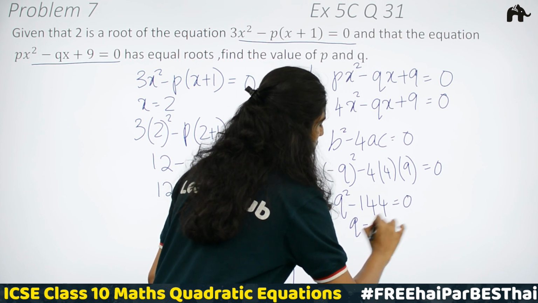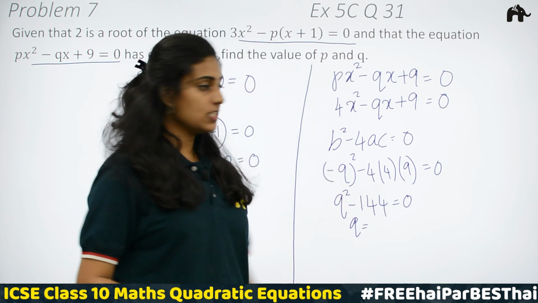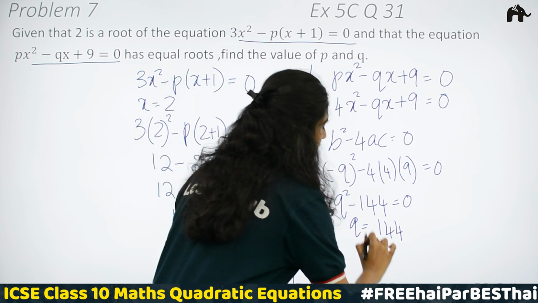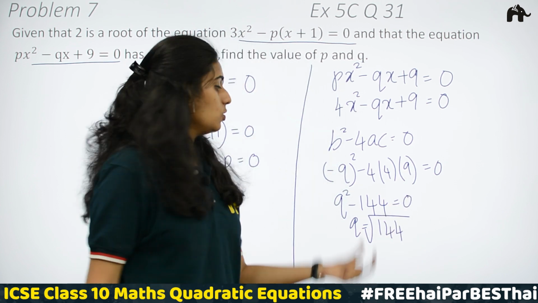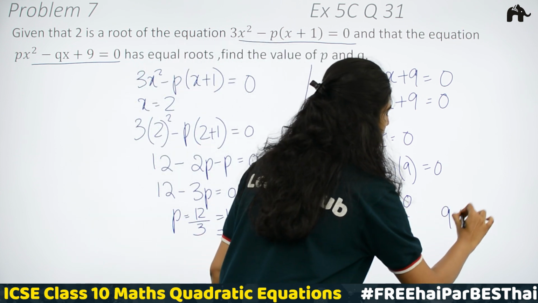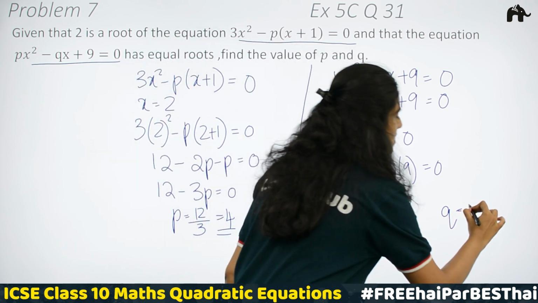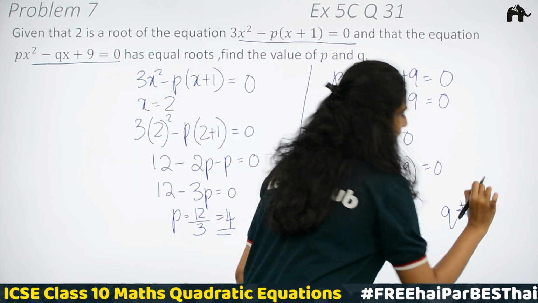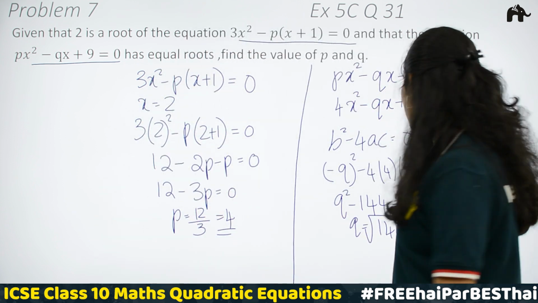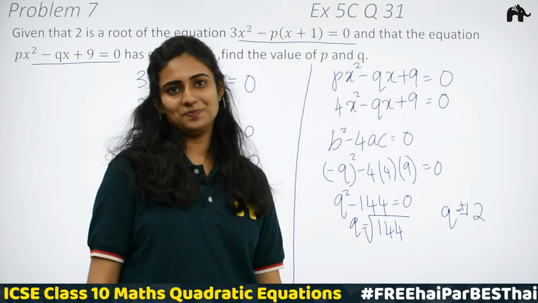Then what is q? q will be equal to, taking this minus 144 to the opposite side becomes plus 144, and the square, we can take the square root. q is equal to root of 144. The possible values of q are root of 144, that is 12, positive or negative 12. We got the value of p is equal to 4 and the value of q is equal to plus or minus 12. Clear? That's all for today.